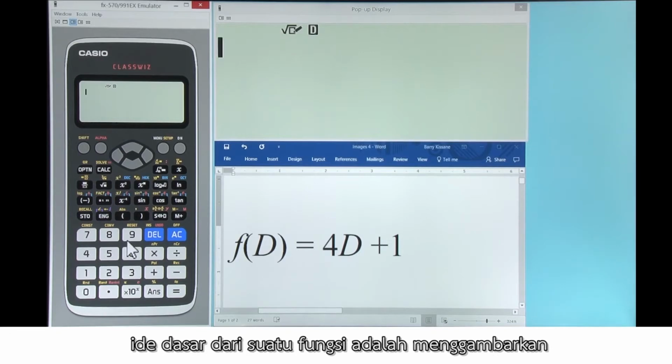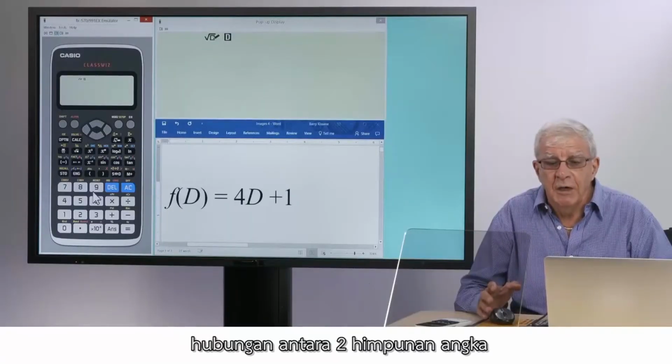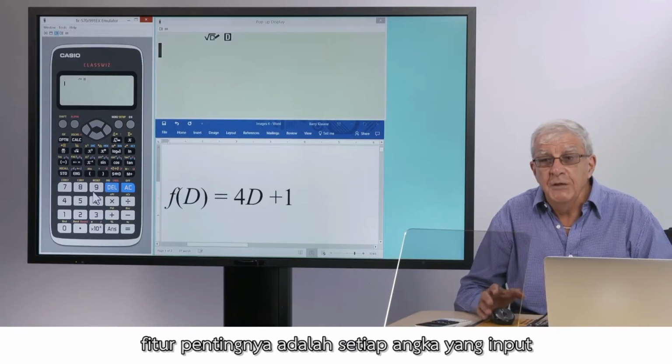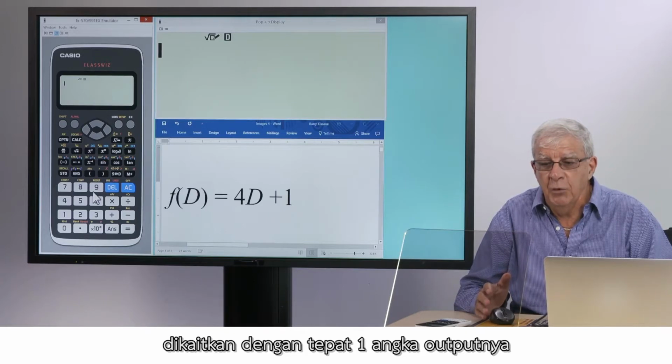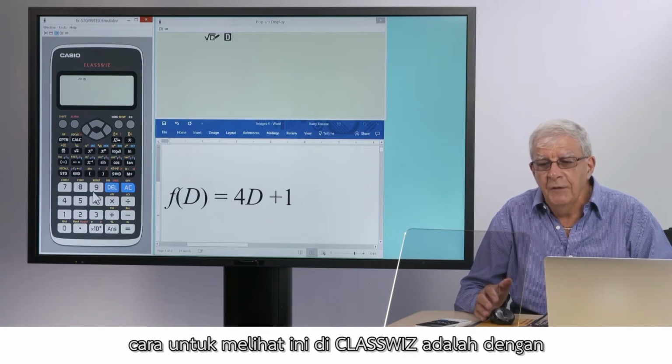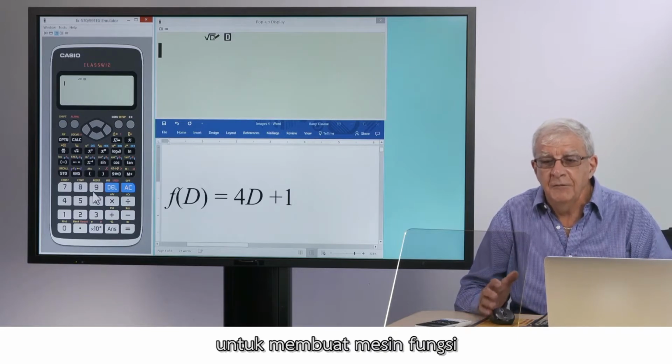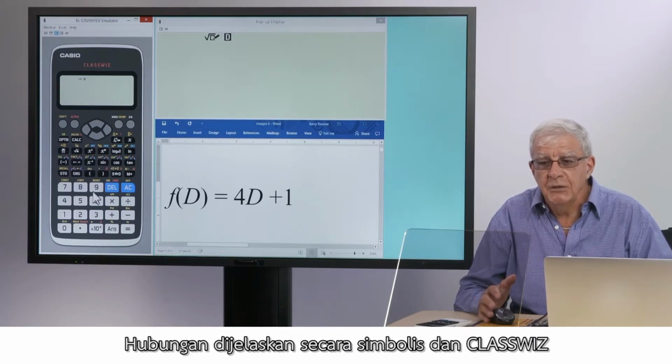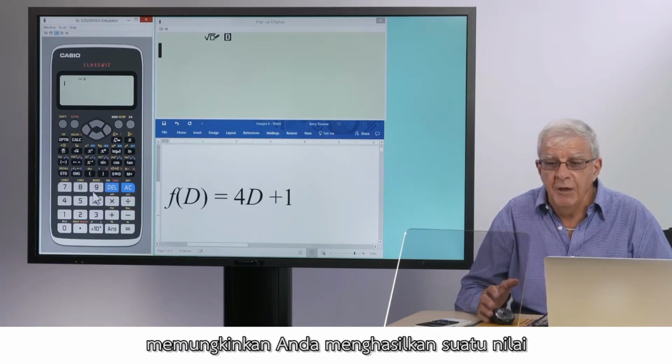Now the basic idea of a function is that it describes a relationship between two sets of numbers. The critical feature is that every input number is associated with exactly one output number. A good way to see this on ClassWiz is to use the calc facility to make a function machine. The relationship is described symbolically and the ClassWiz lets you generate values.